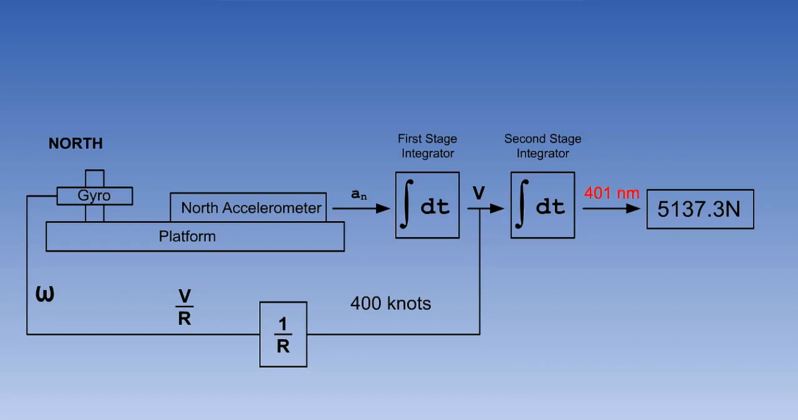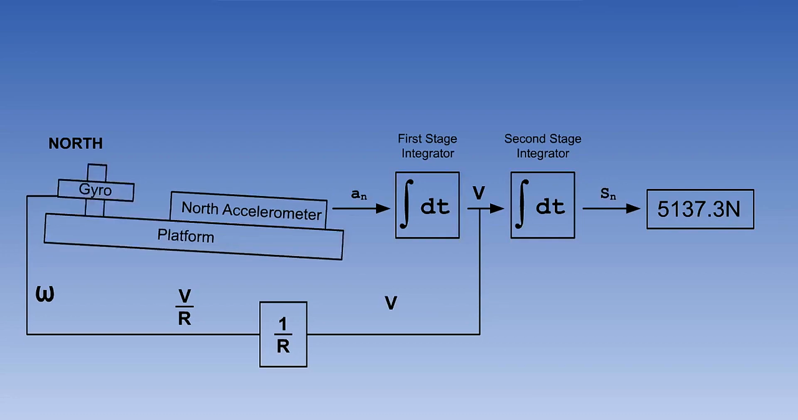Taking the second stage integrator as an example. Suppose the velocity input were exactly 400 knots for exactly 1 hour. If the distance gone output to the present position display were 401 nautical miles instead of 400, that would be an integrator scaling error. Integrator error can be present in both the first stage and the second stage integrators.